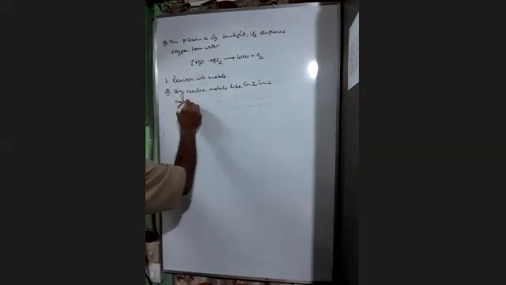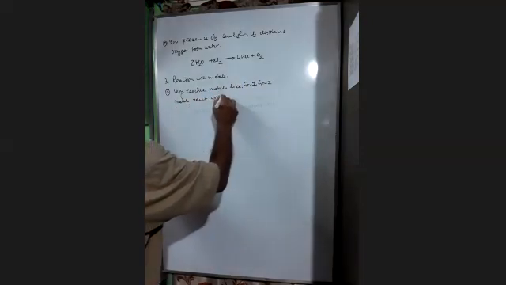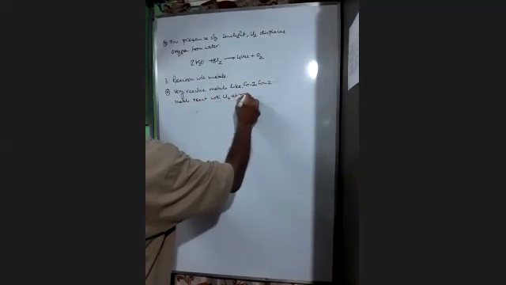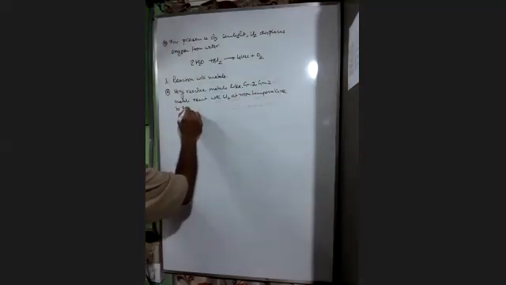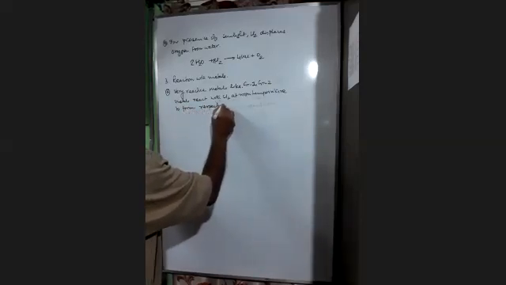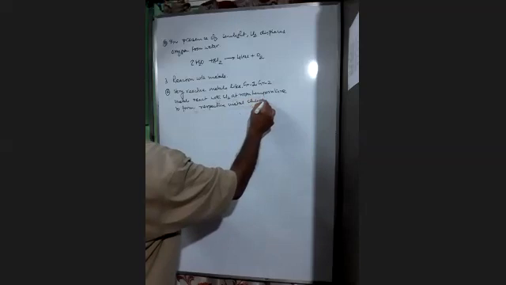metals react with chlorine at room temperature to form respective metal chlorides. Okay.